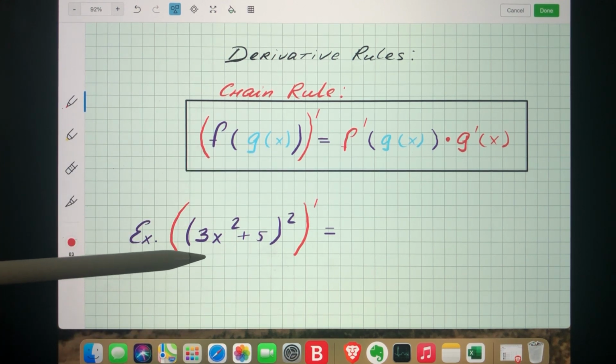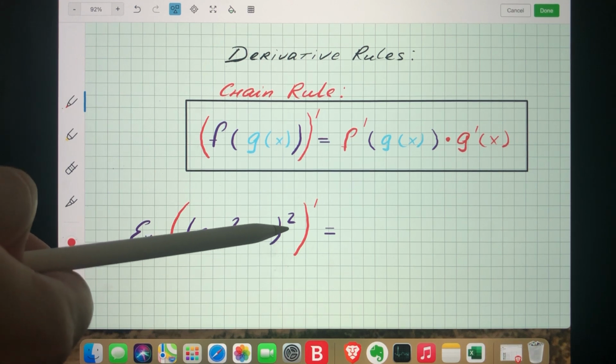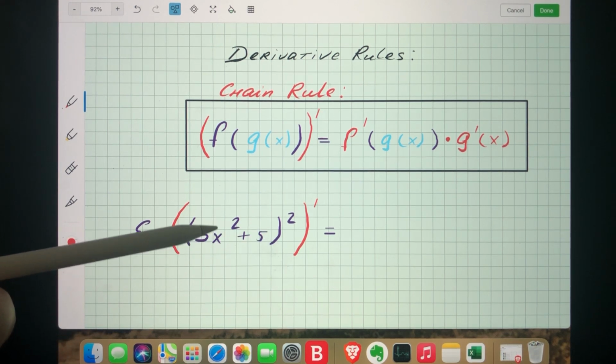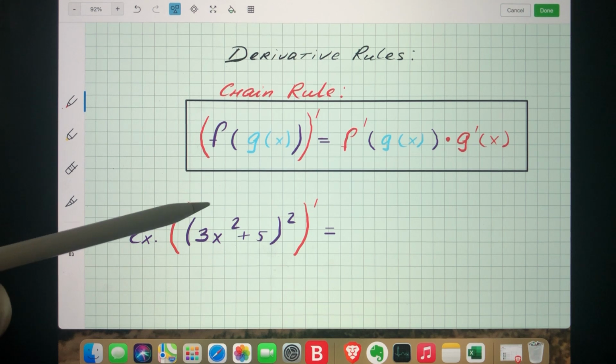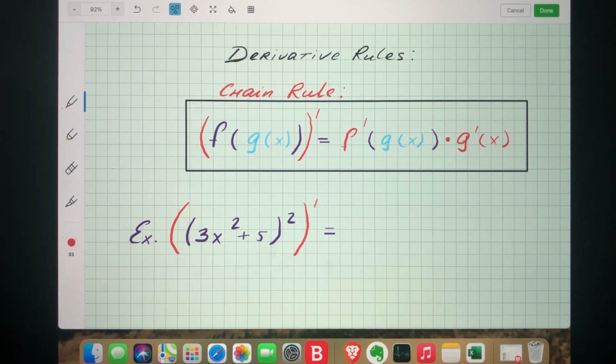So here's an example. We have 3x squared plus 5, the whole quantity squared. So here's the outside, something, and this is the inside. The outside is some kind of thing squared. And how do we take a derivative of something squared?